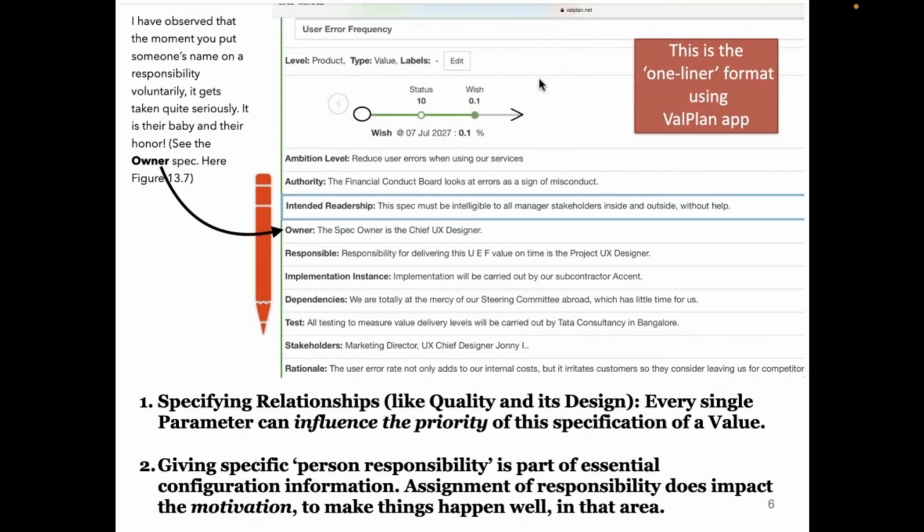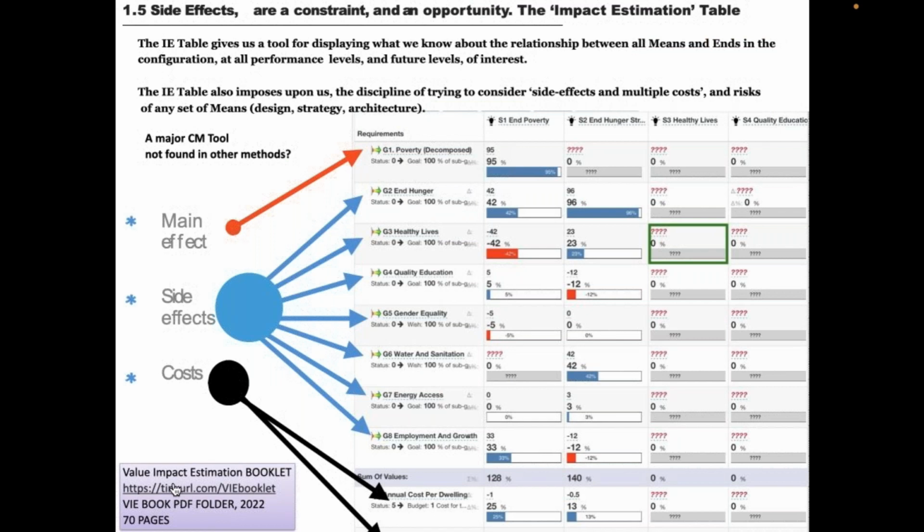Now here's the impact estimation table, which is a part of the planning. There's a whole chapter on it in the Competitive Engineering book, and I wrote a separate little booklet you can have for free down there at the left-hand corner. But what it's doing is a table, in other words, of the designs or strategies or architecture for achieving certain requirements.